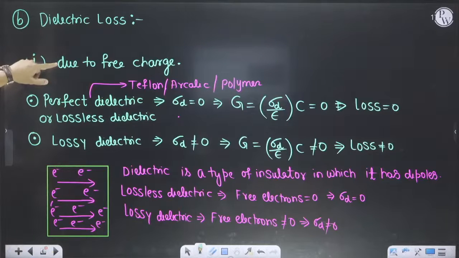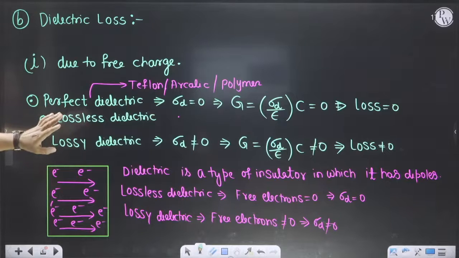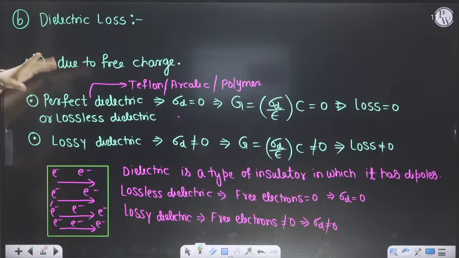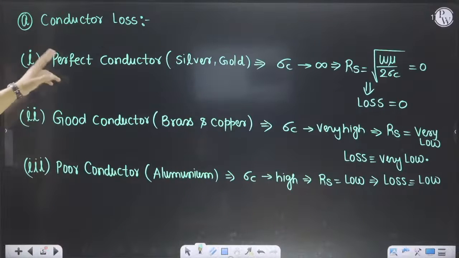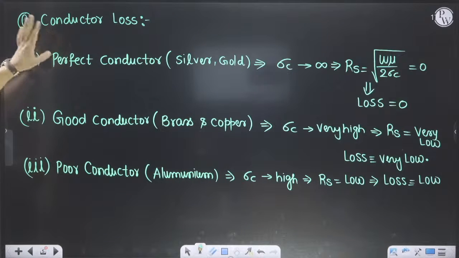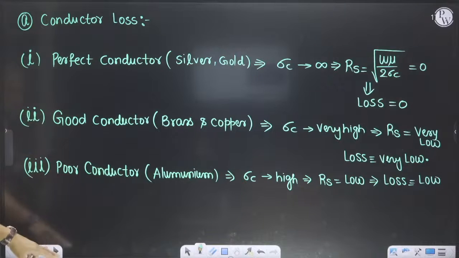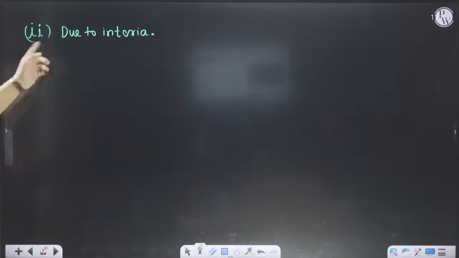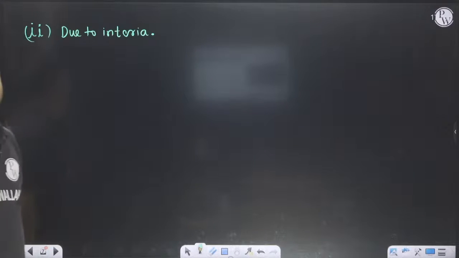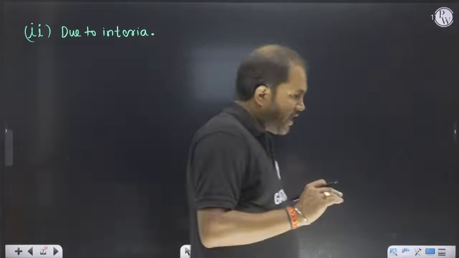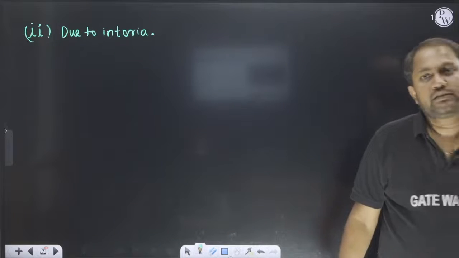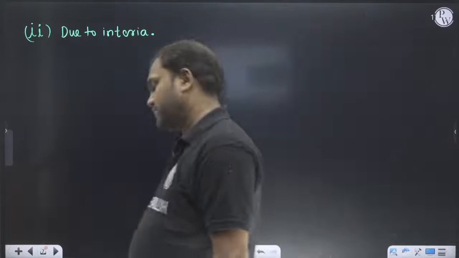Dielectric loss due to free electron charge can be minimized by taking a perfect dielectric. Conductor loss, by taking a perfect conductor, can be minimized. But dielectric loss due to inertia cannot be minimized. So there is one loss always present in the transmission line, that is dielectric loss due to inertia.